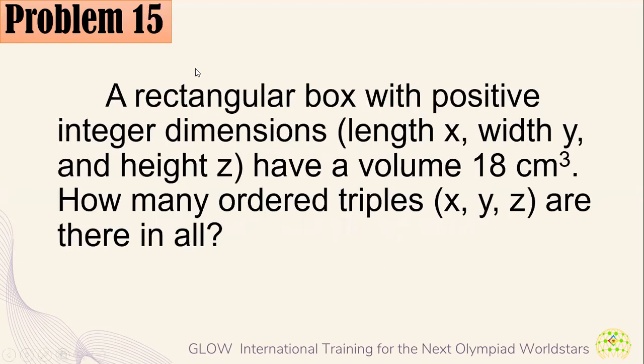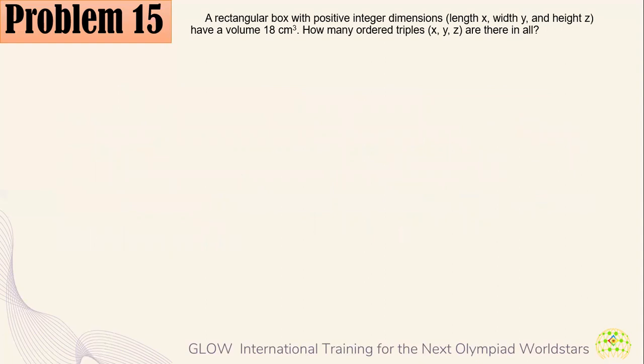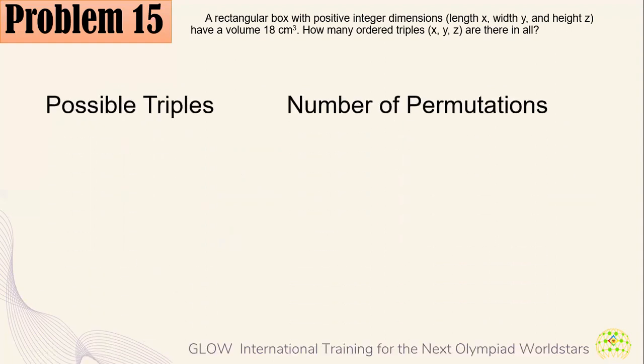Number 15. A rectangular box with positive integer dimensions, meaning in this case, let's represent the length as x, width as y, and height as z, has a volume of 18 centimeters cubed. How many ordered triples, x, y, z, are there in all? For this case, we have to remember that the volume of a rectangular box is length times width times height. So given this, the product of x, y, and z is 18.